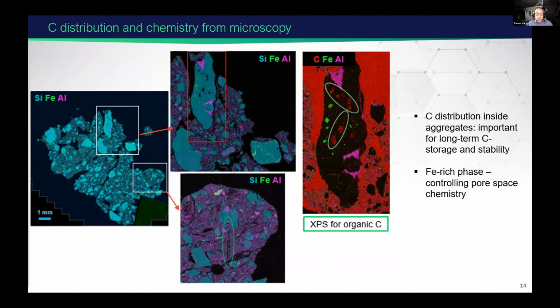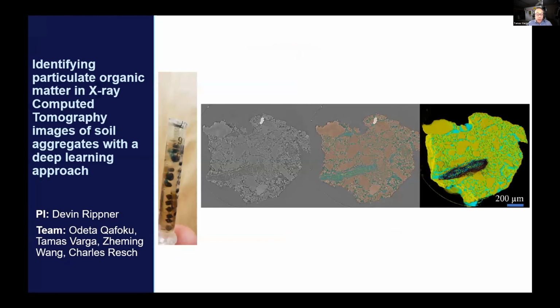Of course, there's a strong carbon background in the resin that we can't do anything with, but if we do Fourier transform IR microscopy, FTIR microscopy, on the thin sections, we can learn something about the nature of the organics. And we can also see, for example, here iron in the pore space, which probably dominates the pore space chemistry there. So we can identify and study hotspots using this information.